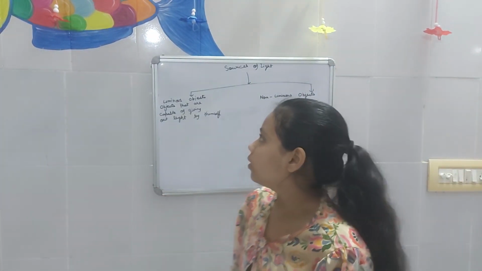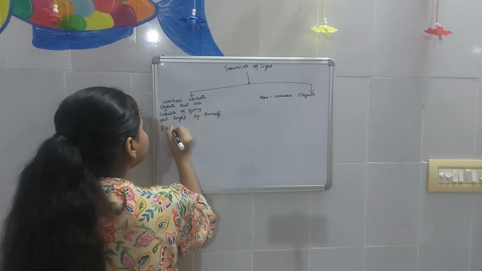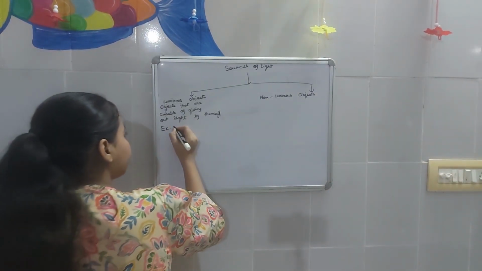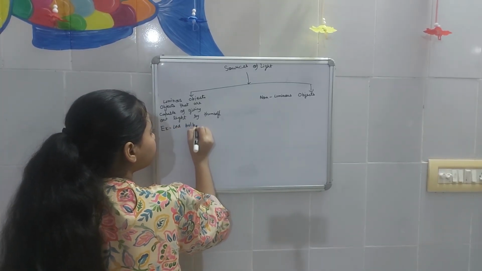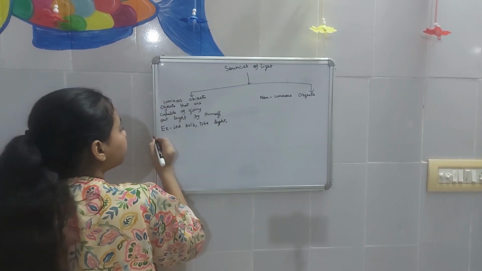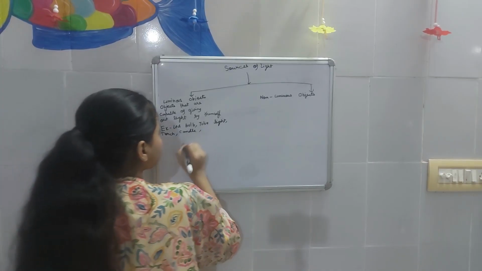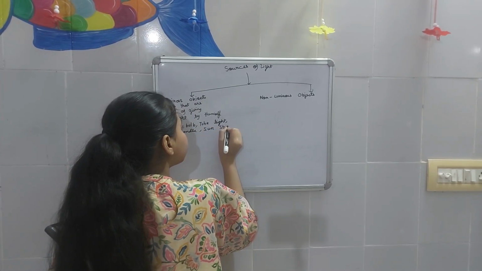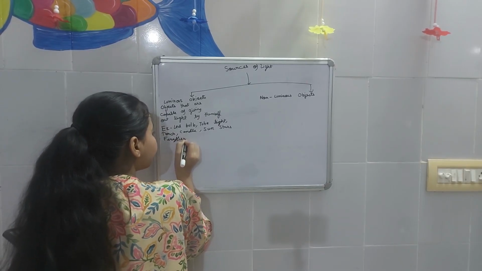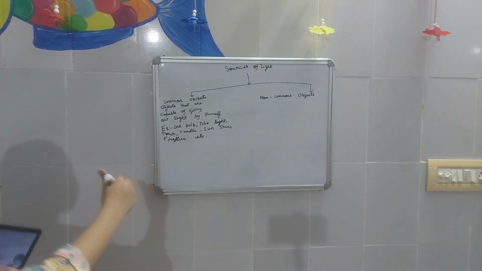Now let us first know the examples. The examples of luminous objects are, you can take anything like LED bulb, tube light, torch, candle, sun, stars, then fireflies, and etc.